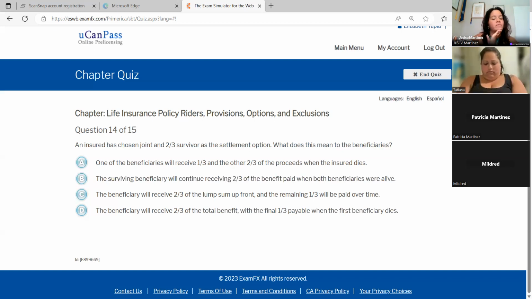Which one do you guys want to try? Okay, so let's see. An insurer has chosen a joint and 2/3 survivor as a settlement option. What does this mean to the beneficiaries? One of the beneficiaries will receive 1/3 and the other 2/3. The surviving beneficiary will continue receiving 2/3 of the benefit paid when both beneficiaries were alive.